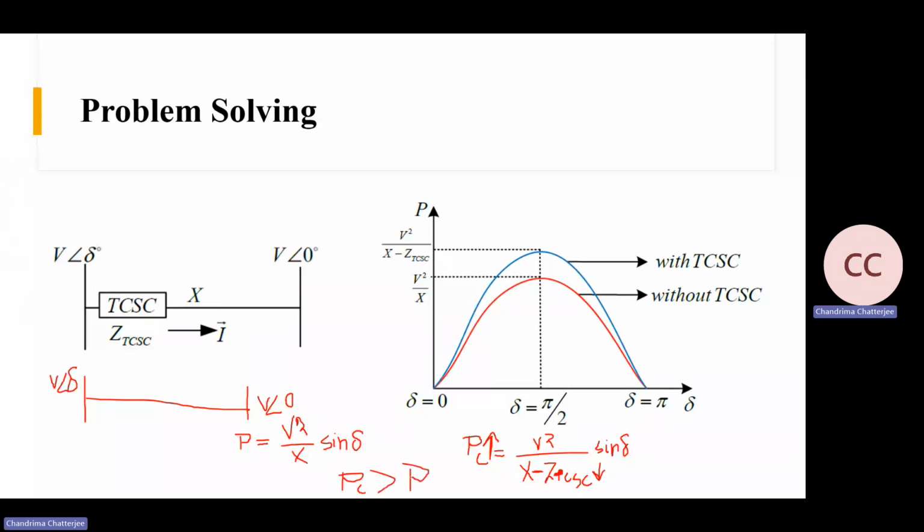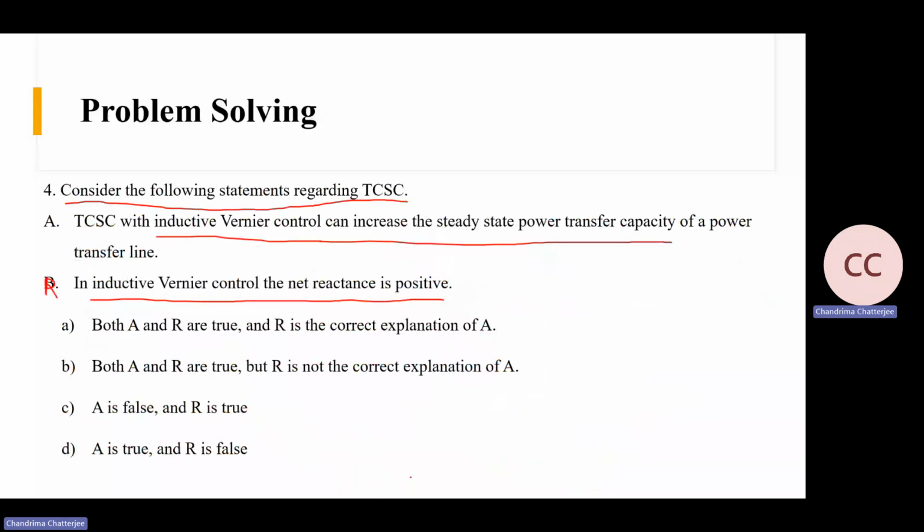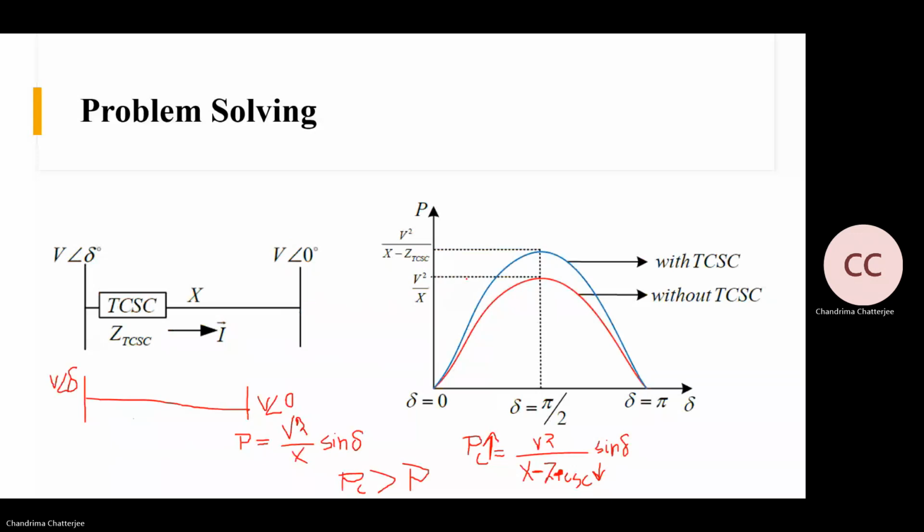Therefore, the right option is that A is false and R is true. Okay, till this point, is it okay? Okay, so let's go to the next question.